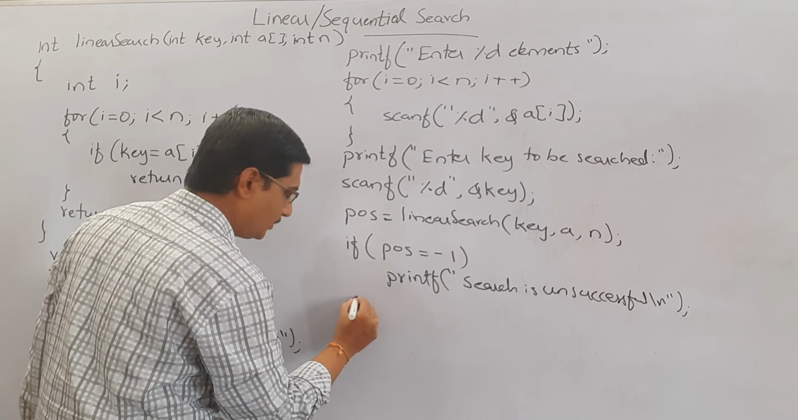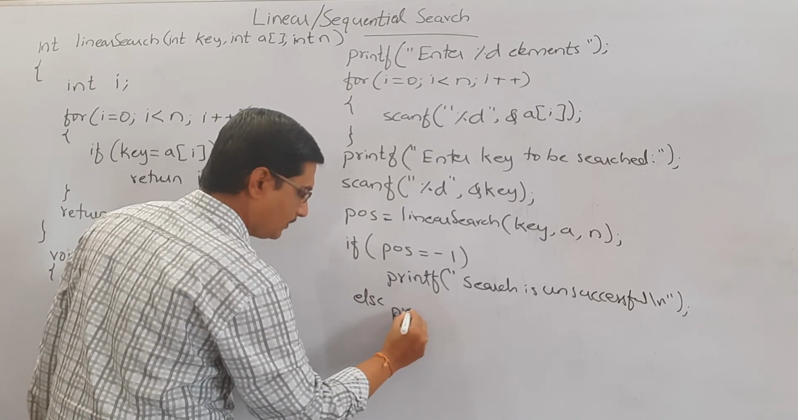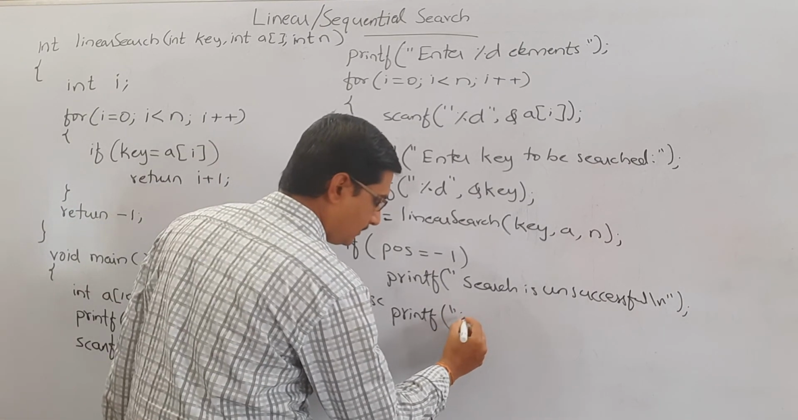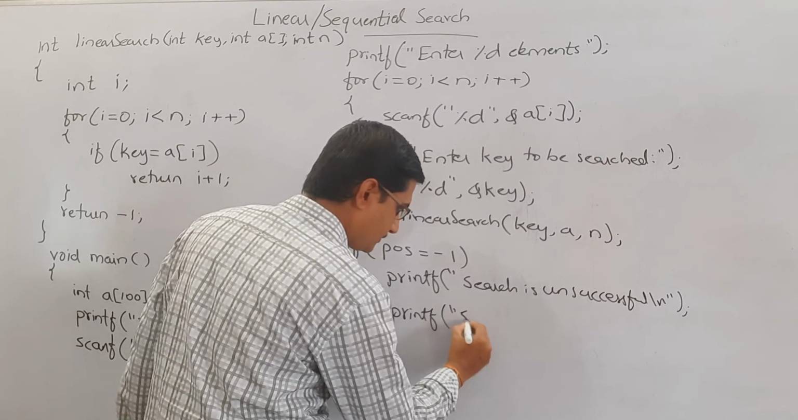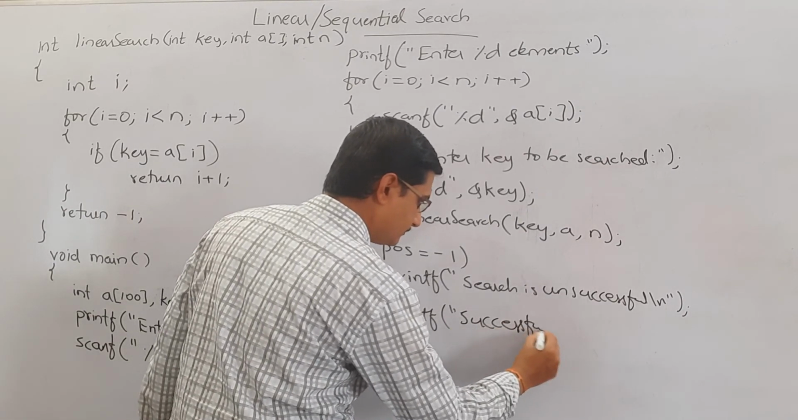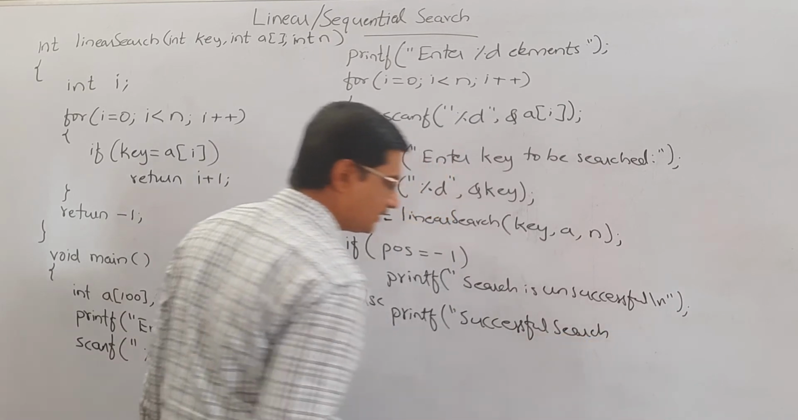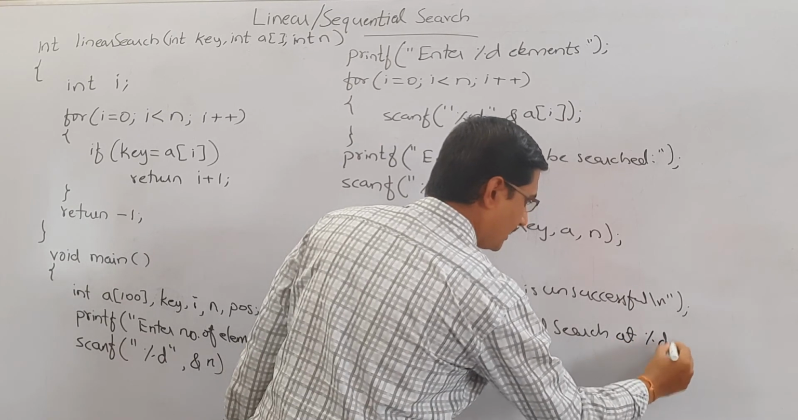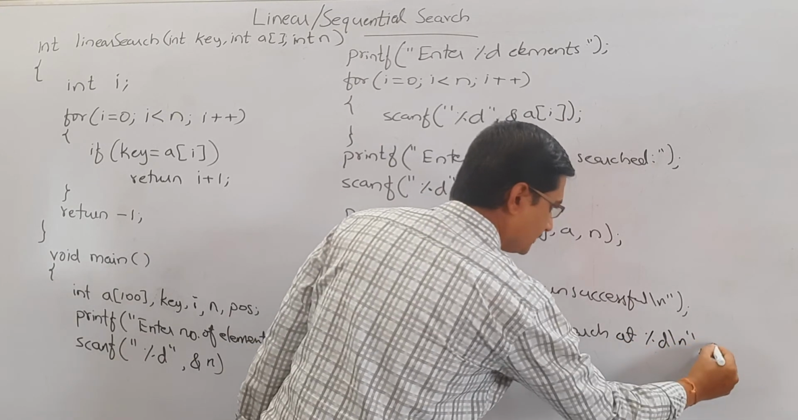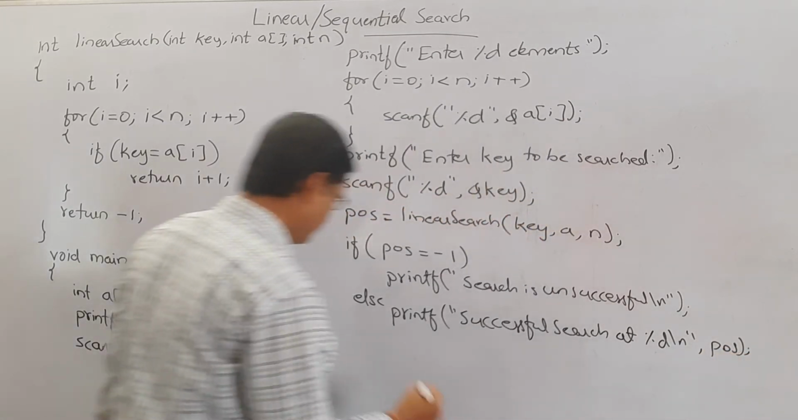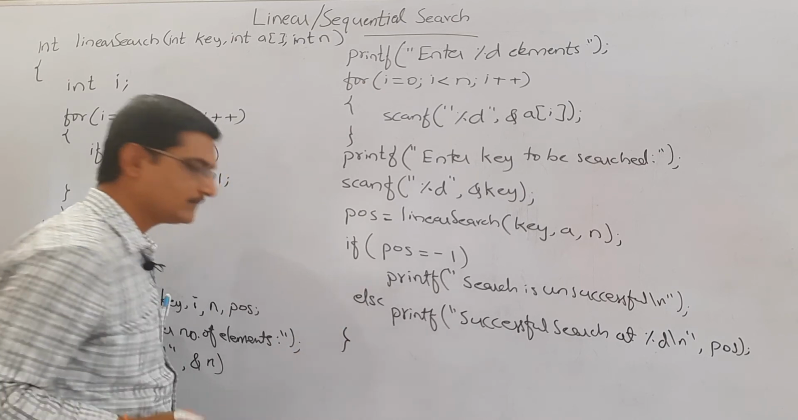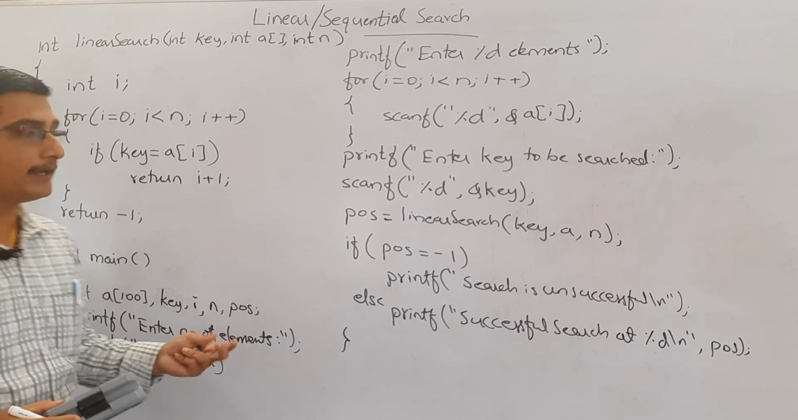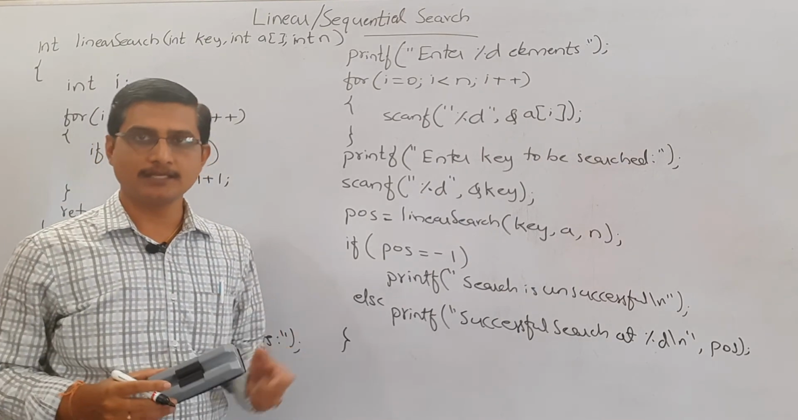Otherwise, we need to print the position at which we have got the element, that is successful search. Successful search at that position. The position is the variable pos. That's it. This is how we can search an element in the given array using a simple method, that is linear search.